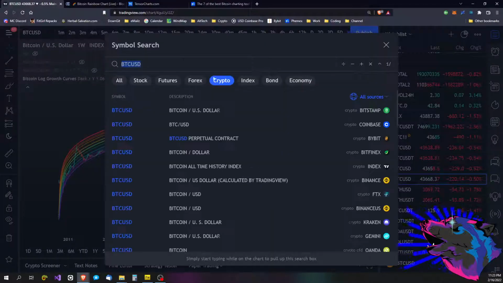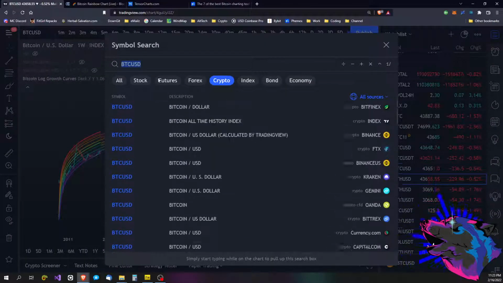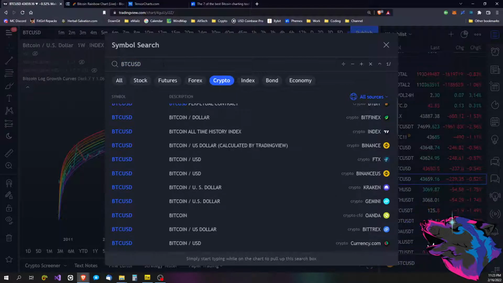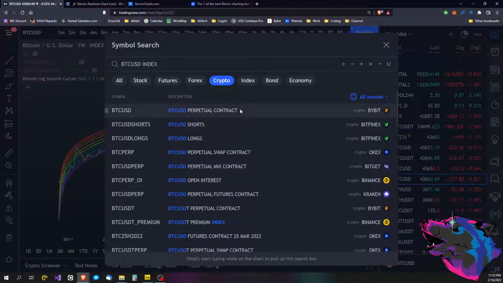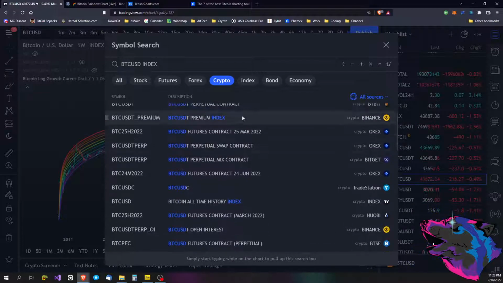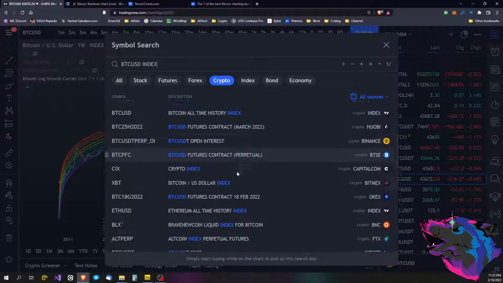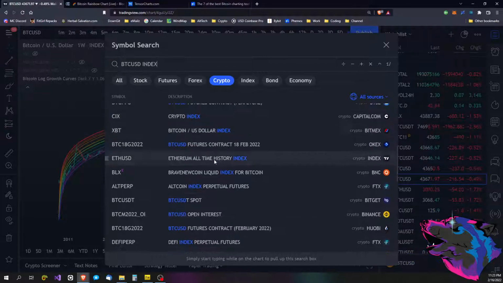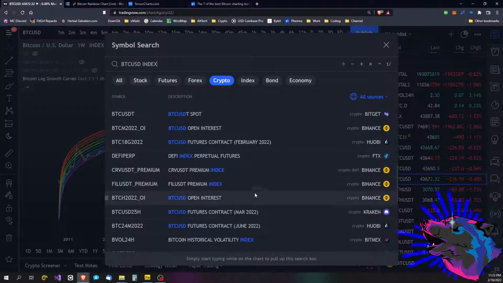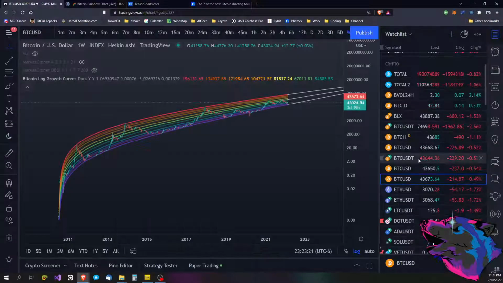So what you want to do, you could do this and scroll down until you see index, or just do that. And you've got a whole bunch of different ones, but I don't even know what premium interest is. Crypto index. Interesting. Yeah, they're around there somewhere. I'm not scrolling through it.